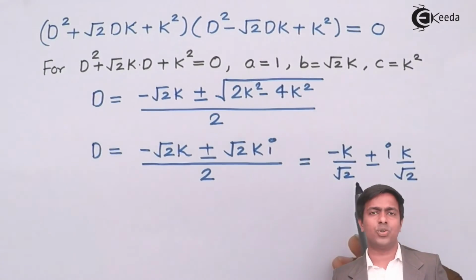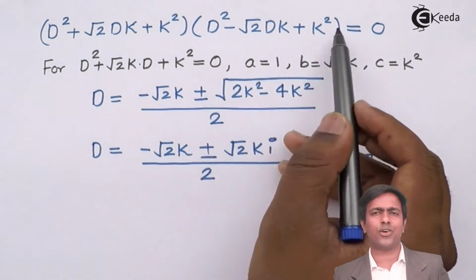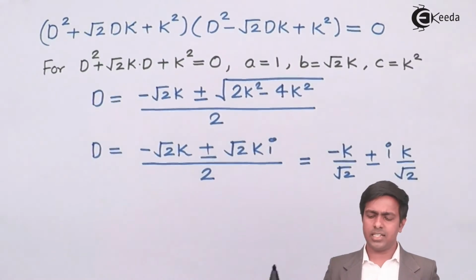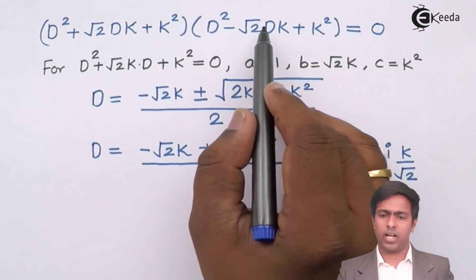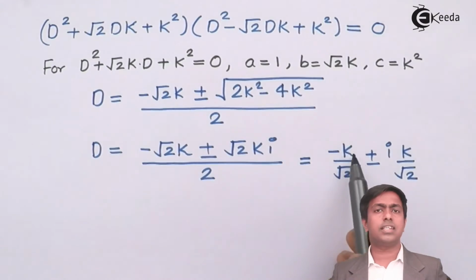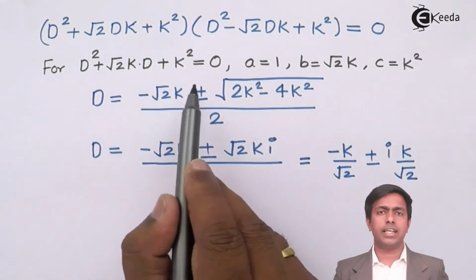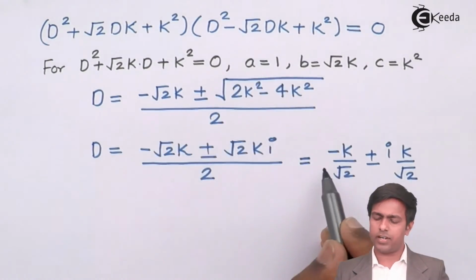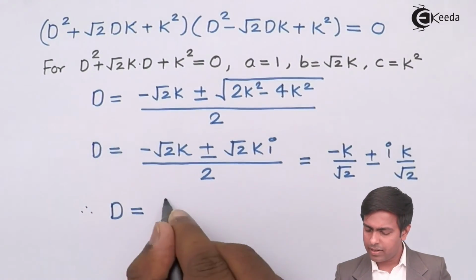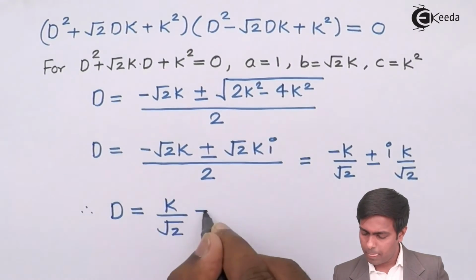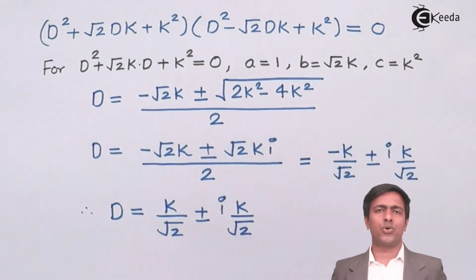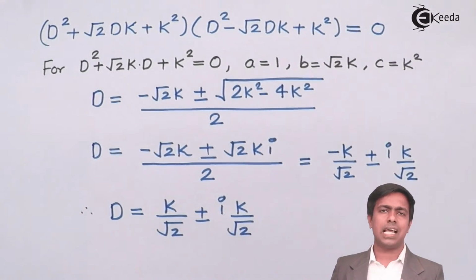Now let's find out the next two roots. If you observe the second quadratic equation, then that is exactly the same as the first equation. The only difference is the sign of this b. So if I solve it, then I will get the same roots. The only difference would be the sign of this real part, because that real part is b. Since it is changing here, we will get a positive sign. So here I'll say, therefore the next two roots are k upon root 2 plus or minus i k upon root 2. So these are the total four roots. All four roots are complex and distinct.